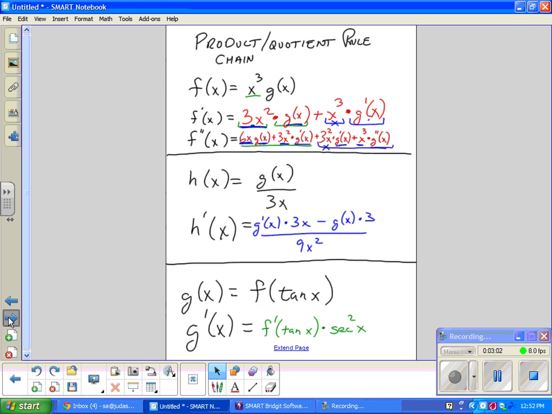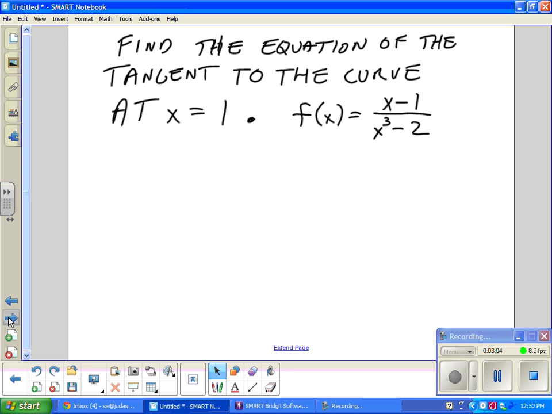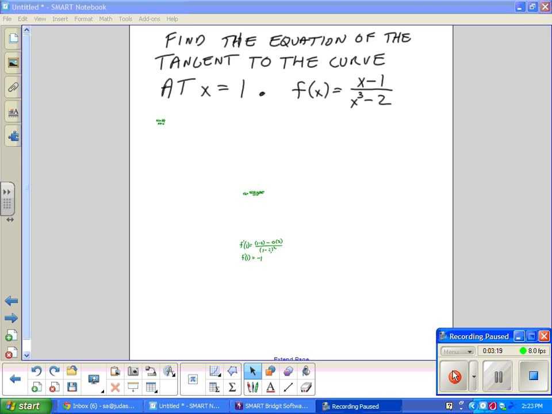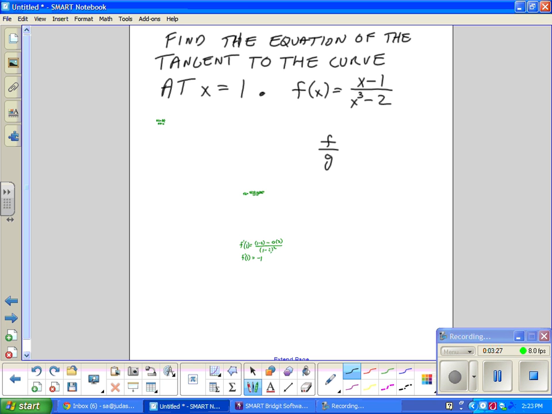Also, I'm going to couple to this problem. Find the equation of the tangent to the curve at x equals 1 of the function f of x equals x minus 1 over x cubed minus 2. So what this is really asking for is find the equation of the tangent line at x equals 1 and y equals whatever. So I got to find the derivative. I got to use the quotient rule. And you memorize the quotient rule was f prime of g minus g prime of f all over g squared.